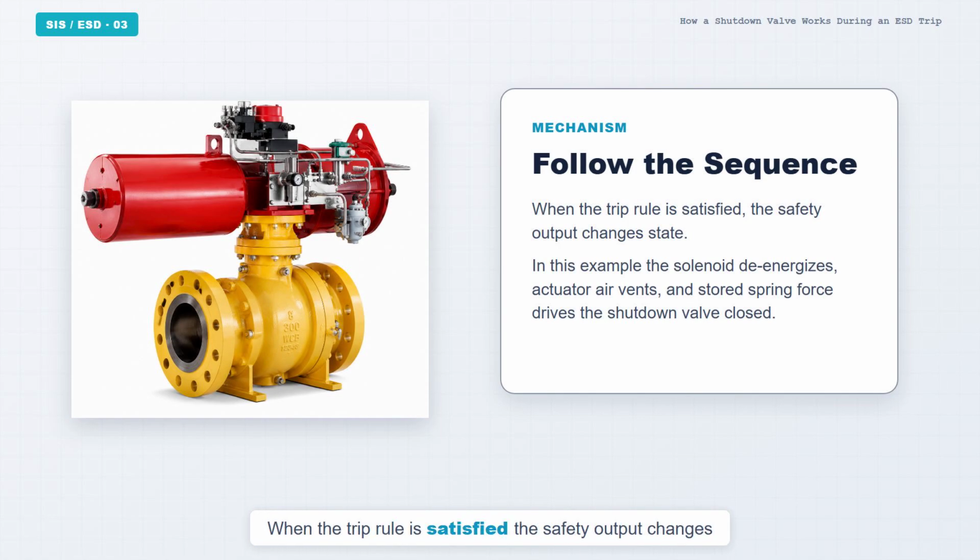When the trip rule is satisfied, the safety output changes state. In this example, the solenoid de-energizes, actuator air vents, and stored spring force drives the shutdown valve closed. The required action can be different in another design. Watch the direction carefully. The next action depends on the previous action completing correctly. Exact settings, fail actions, and timing remain specific to the approved plant design.